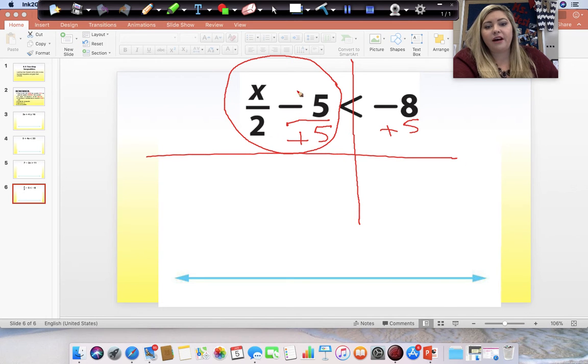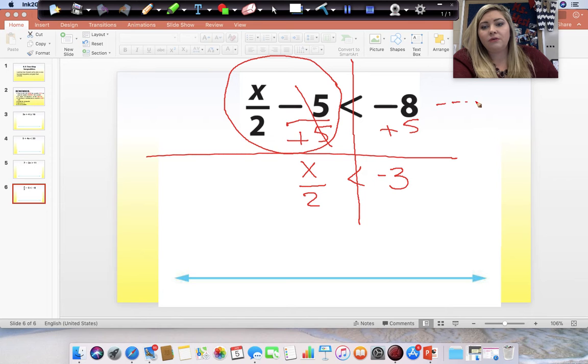This cancels. Negative 5 plus 5 cancels, and we are left with x divided by 2 is less than negative 8 plus 5. Remember when we got a negative 8 and we're adding 5 to it, we're actually going up from on the number line. So we've got negative 8 plus 5 actually gives us a negative 3. If that's hard for you to see, do 8 negative signs and then 5 positive signs. And then we have 0 pairs here, so we can cancel all those. So we are left with 3 negatives, negative 3.